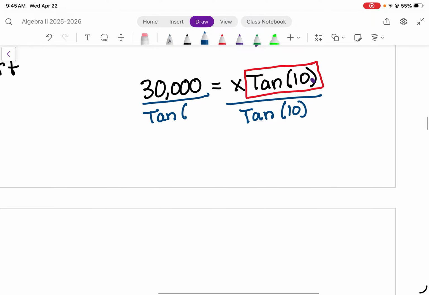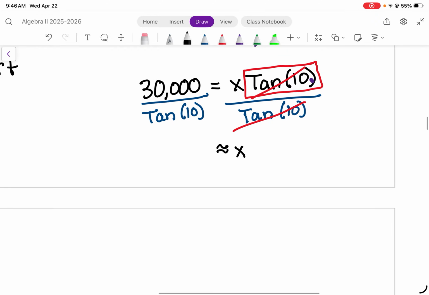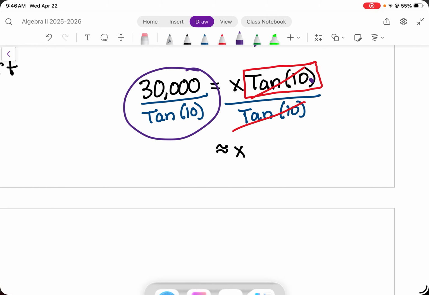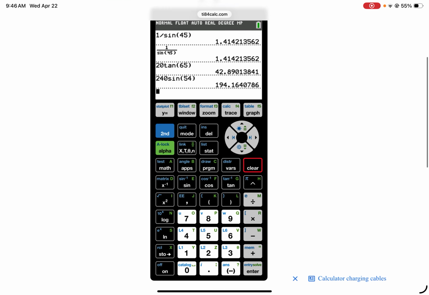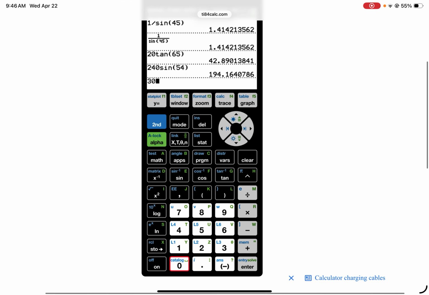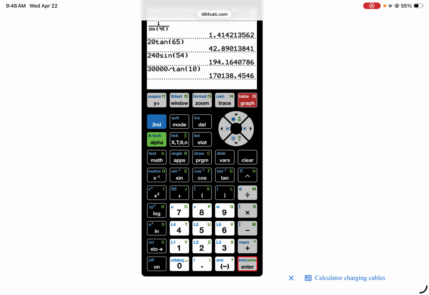and tangent of 10. So then on the right side, these two would cancel out, and then I have X by itself, and then we are able to type this into our calculator. So 30,000 divided by the tangent of 10. Again, make sure your calculator is in degrees, and also make sure you are putting the correct number of zeros behind your 3 for 30,000. So 30,000 divided by the tangent of 10 degrees.